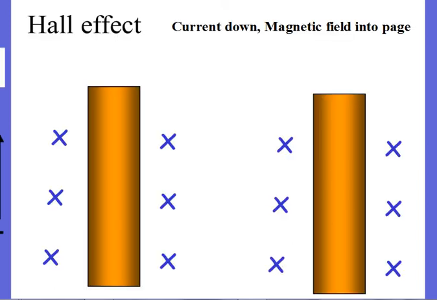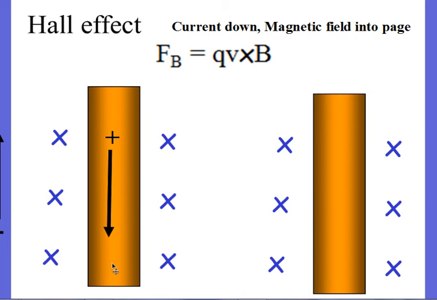The Hall effect, new topic. If you have current flowing in a magnetic field, then there is a force. Suppose the charge carriers in this wire, which is carrying current downwards, were positive charge carriers. Suppose a current downwards meant positive things going downwards. Well, then V would be downwards.